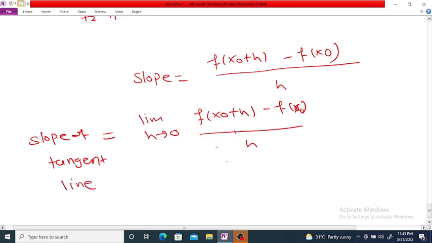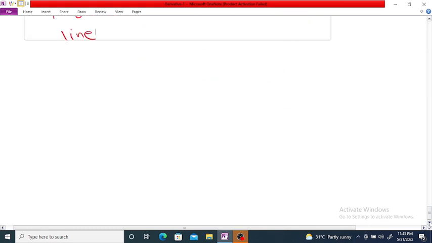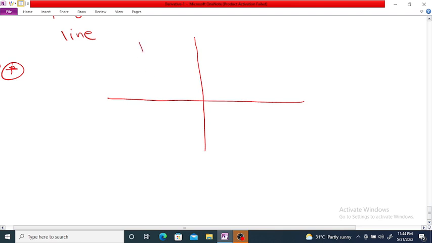For example, if we take a simple example, suppose this is the x and y axis, and this is the equation y equal to x square, and say this is the point 2. So what is the slope of the tangent line at x is equal to 2?